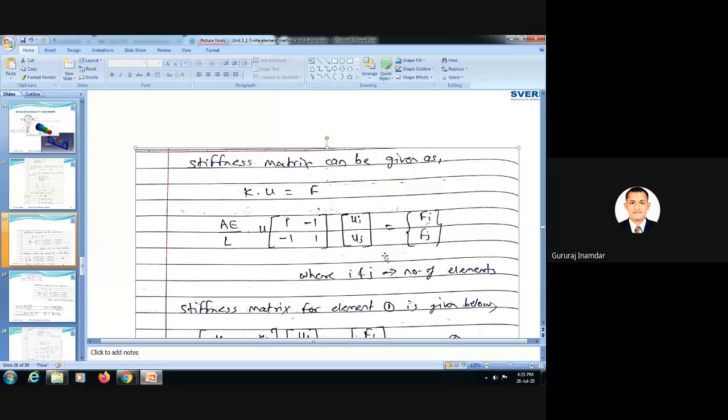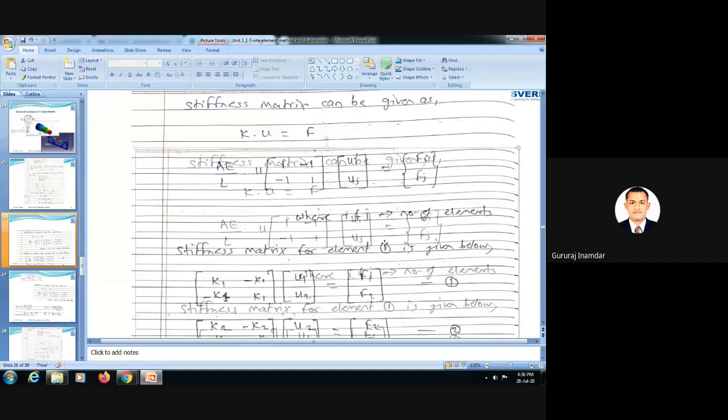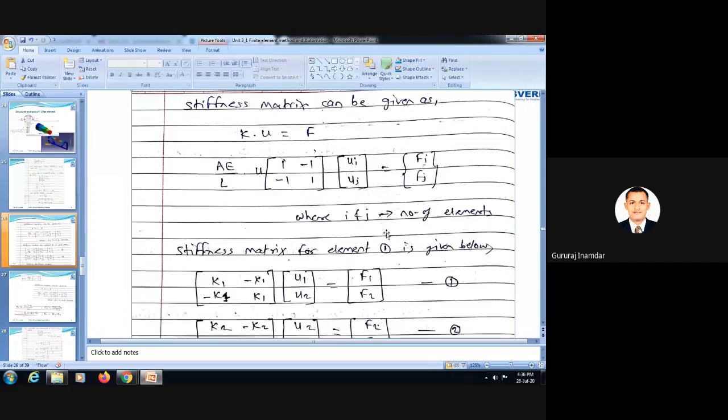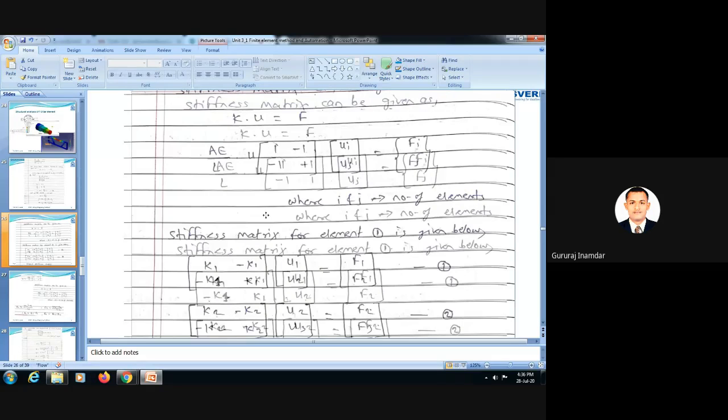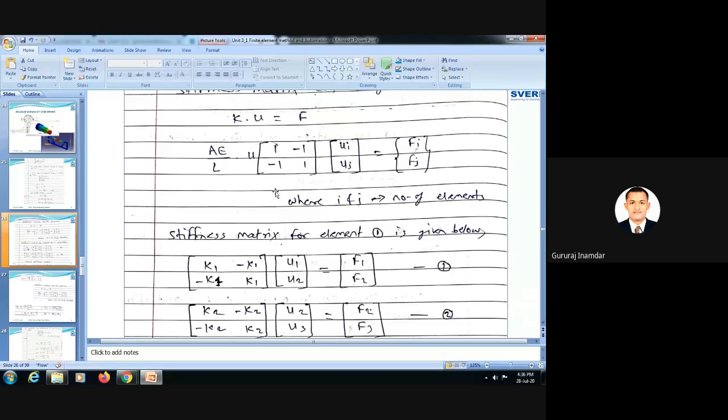According to node, this is very simple. Here we have taken two nodes, i and j, and the number of elements. If the elements are 2, then the nodes will definitely be 3. One node will be fixed. Now this is for the two nodes. Now the second stiffness matrix for element 1 is given by multiplication. This is a standard formula, friends. U is equal to the matrix we have added.